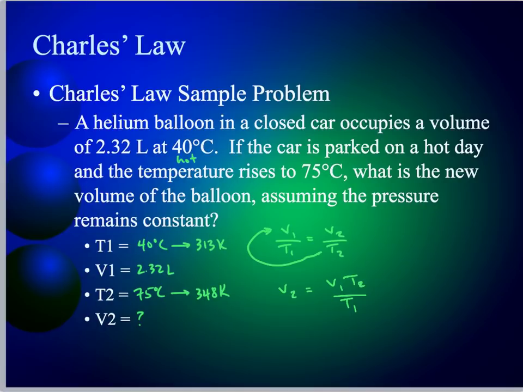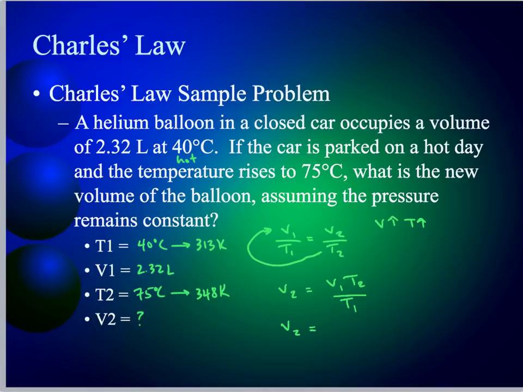Keep in mind that since it's Charles' law, if the volume goes up, the temperature also has to go up. They are directly proportional. So my temperature went up here, from 40 to 75 in Celsius, which means my volume must go up. So if I get a volume smaller than what I started with, that means I flipped T2 and T1 when I tried to solve for this, and you should know your answer is wrong.